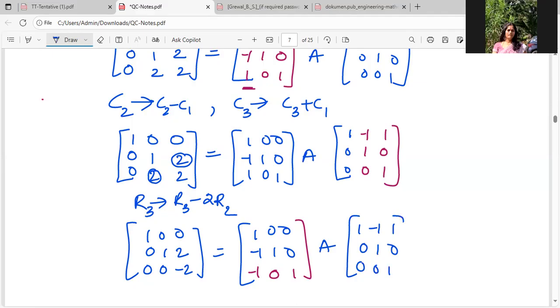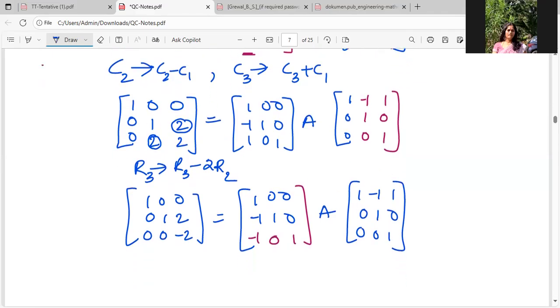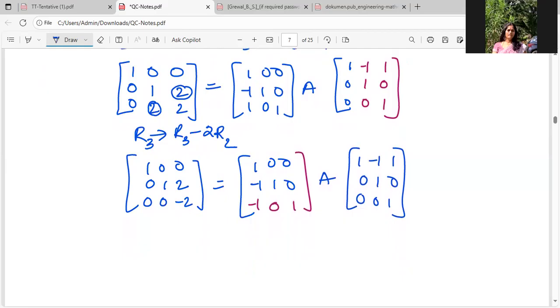0, 0, 1. Of course, I can guess what would be the next operation and what would be the change in the post multiplied matrix, guys. It is just C3 is C3 minus 2C2. So what will I get? 1, 0, 0, 0, 1, 0. C3 minus 2C2, so I multiply this one with 2 and then subtract it from 3.